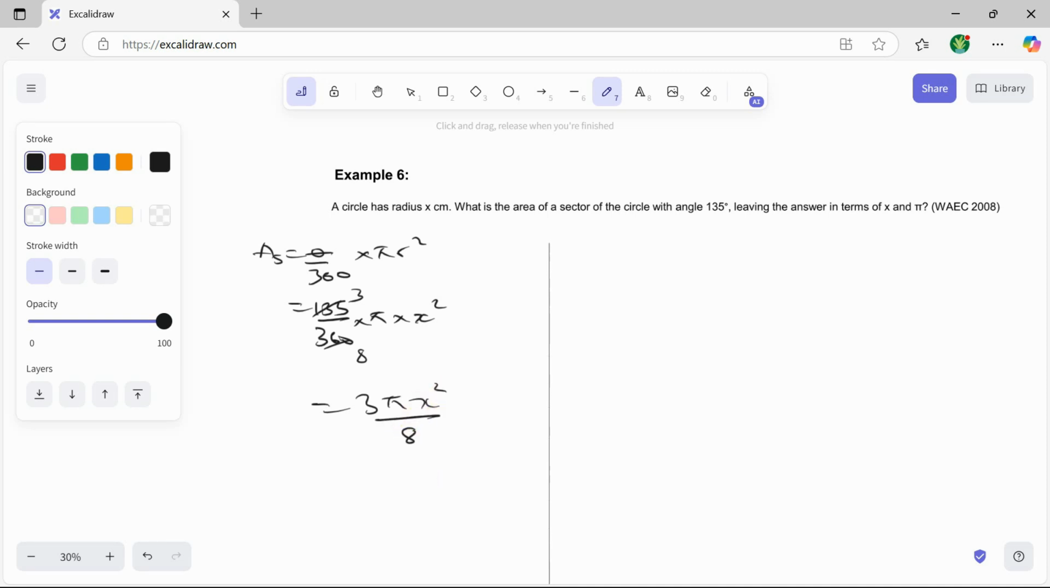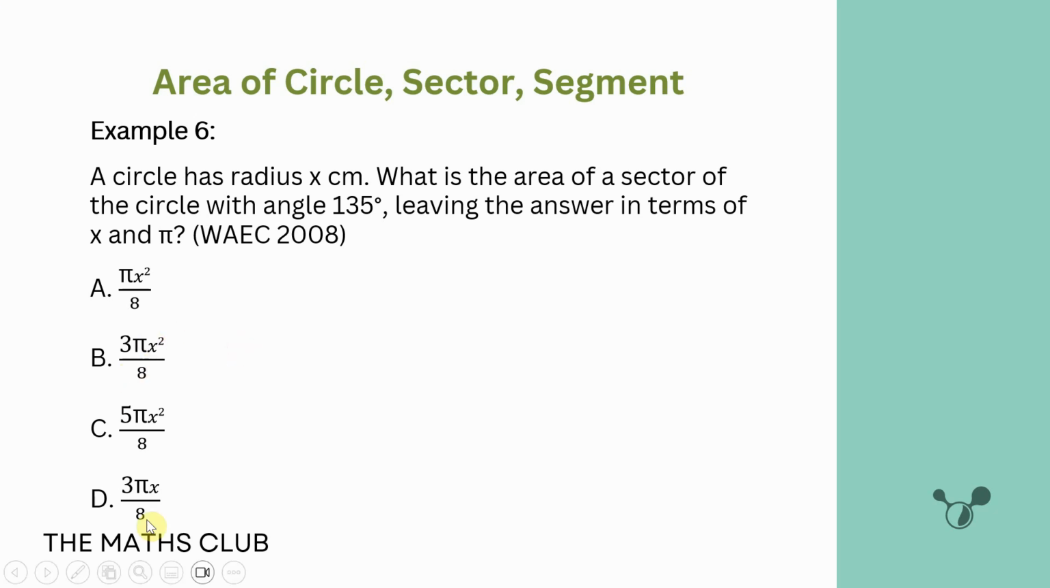Let's see if we're correct. Is it option D? It looks like it, but this is meant to be x squared, so you have to be very, very careful of the options. Our answer is actually option B. Great.